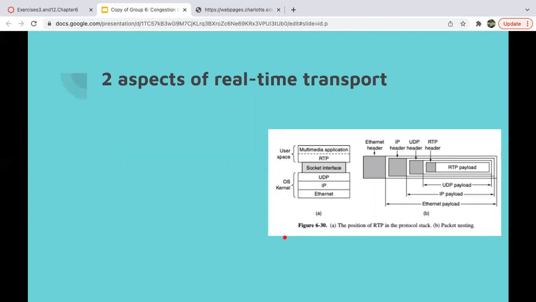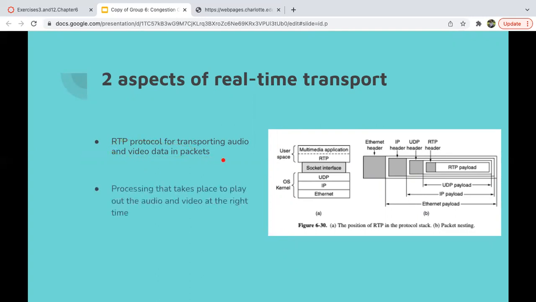All right, so next we're going to be talking about the two aspects of the real-time transport. Firstly, the first aspect is the RTP protocol for transporting audio and video in packets. And the second aspect is processing that takes place to play out the video and audio at the right time.